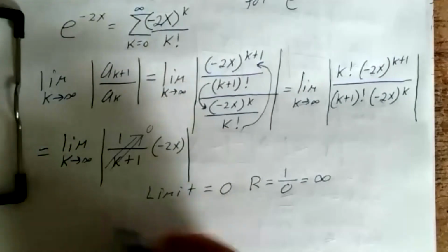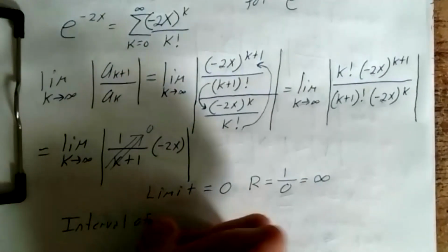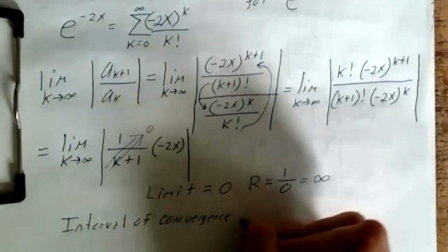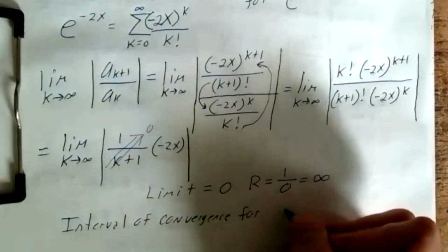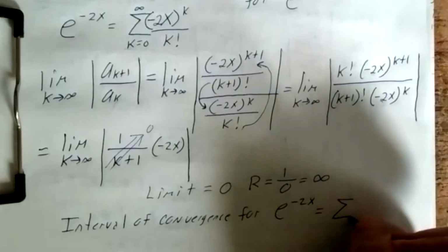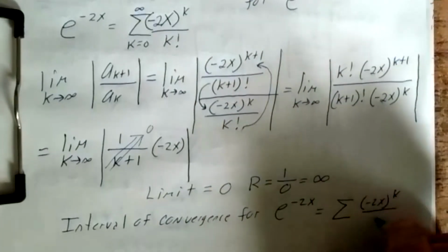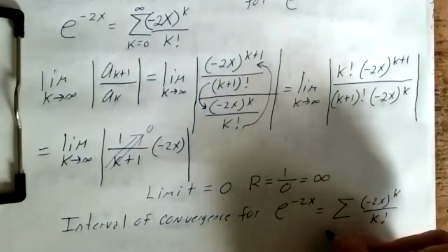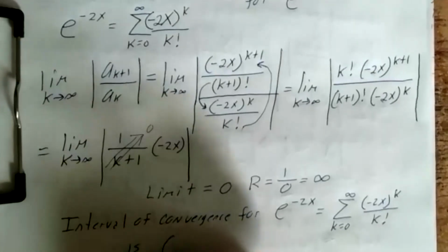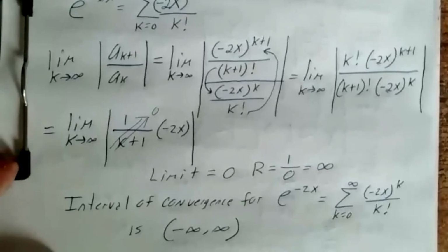The interval of convergence for e to the negative 2x power, whose power series expansion is negative 2x to the k power divided by k factorial, k goes from 0 to infinity, is going to be all real numbers, negative to positive infinity. And we're done with that problem there.